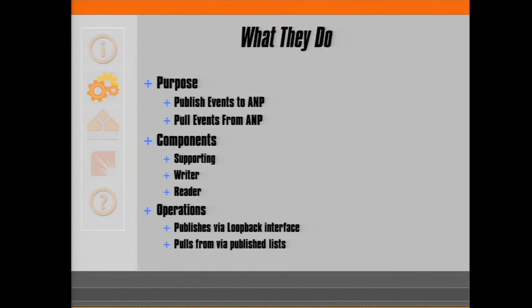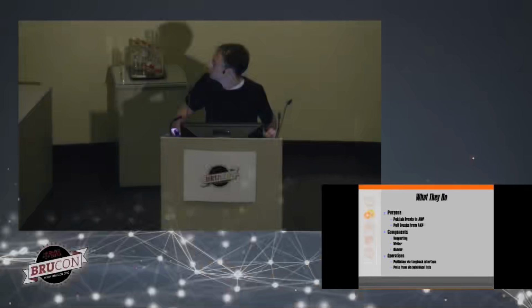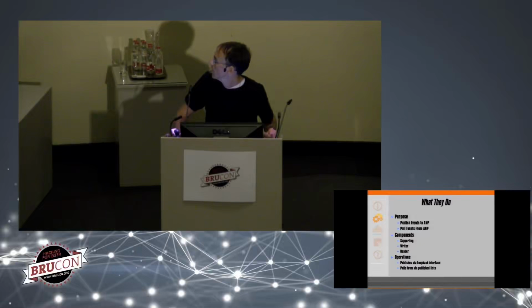Now, an interface starts out as a template. We have a variety of components, the supporting components, because they basically speak ANP. And you already set up, you just have to fill in then the reader and the writer, which speak the solution, speak IP tables, speak ModSec, speak fail-to-ban. Okay. The operations are publishing to ANP via the loopback interface, inter-process communication, and pulling from ANP via published lists.